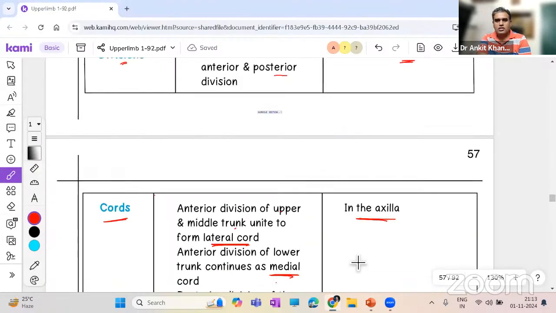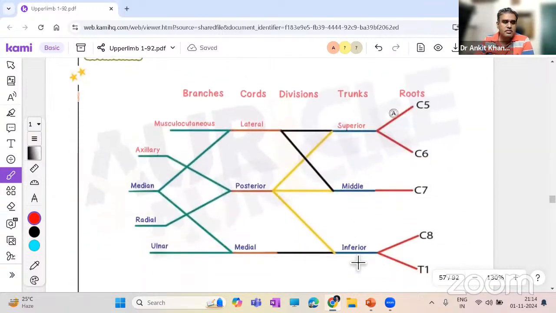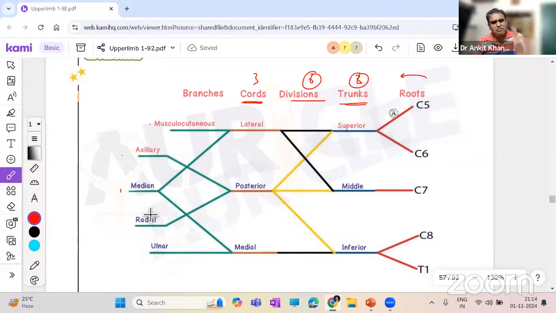So this is how the chords are found. Now here's a similar image to what you have seen, but this time it is from right to left side. We have roots. You can see the trunks: upper, middle, lower, that is superior, middle, inferior. So 3 trunks are there, and each trunk has 2 divisions, total 6 divisions. 3 chords are there: lateral, medial, posterior. And you can see the 5 main terminal branches are shown.